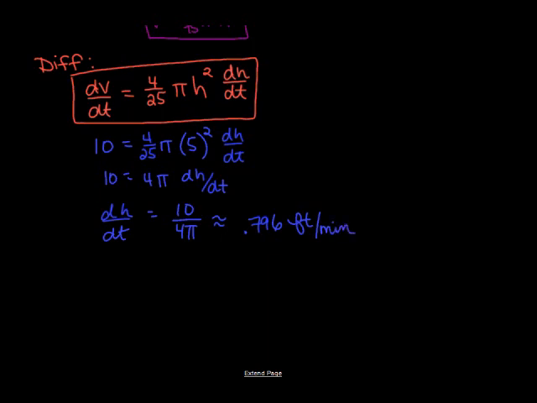Okay, now a note here, I see this mistake made all the time when you go to divide this. Make sure in your calculator you're putting the parentheses around the 4 pi, so your calculator will divide by the whole 4 pi and not just by 4.